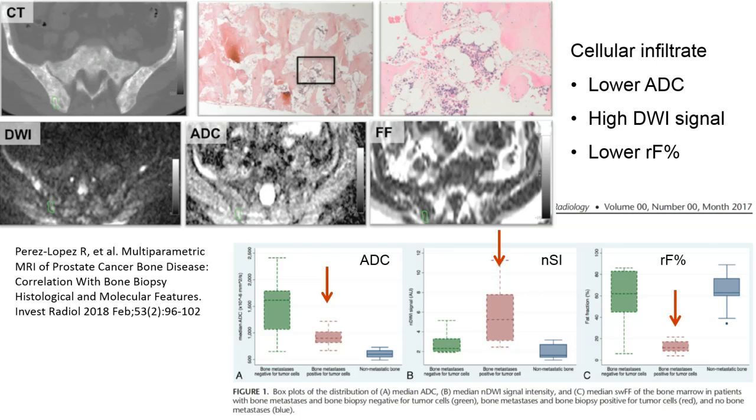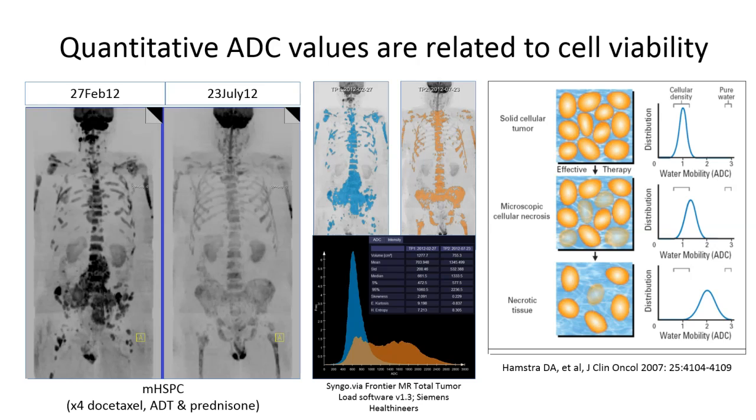We know from multiple studies that the lower the ADC, the higher is the cellularity. The higher is the signal intensity, the higher is the cellularity, and the lower is the fat fraction, the lower is the cellularity. And in fact, the change in ADC tells us something about cellular viability. So as you kill cells with therapy, there is a shift of the histogram to the right, and this is what you observe here and here.